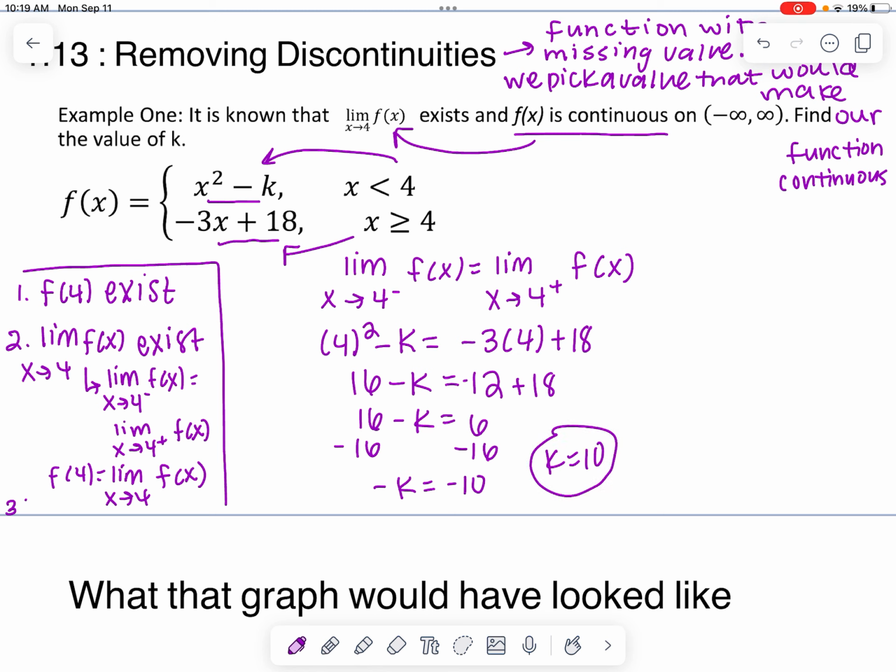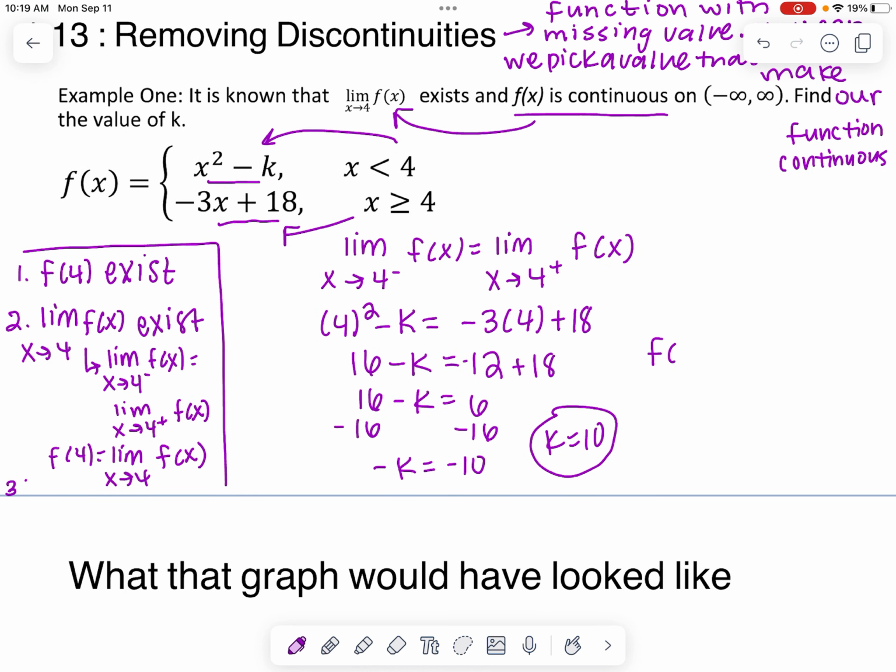So based on what we get, k is the missing value. The missing value is 10. That would make this true. So what we're basically getting is f of x equals x squared minus 10, and negative 3x plus 18.